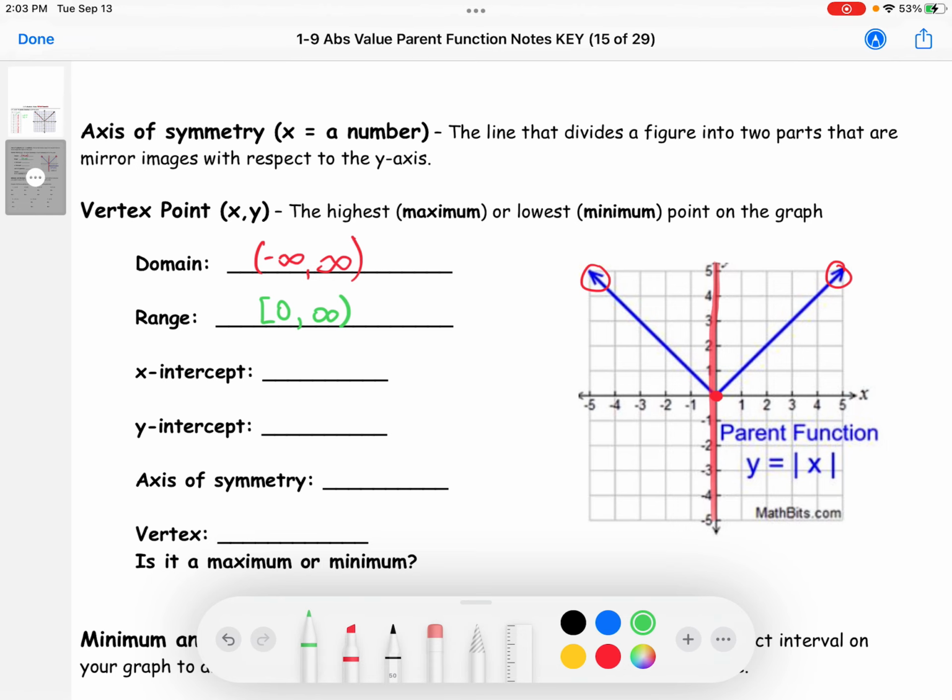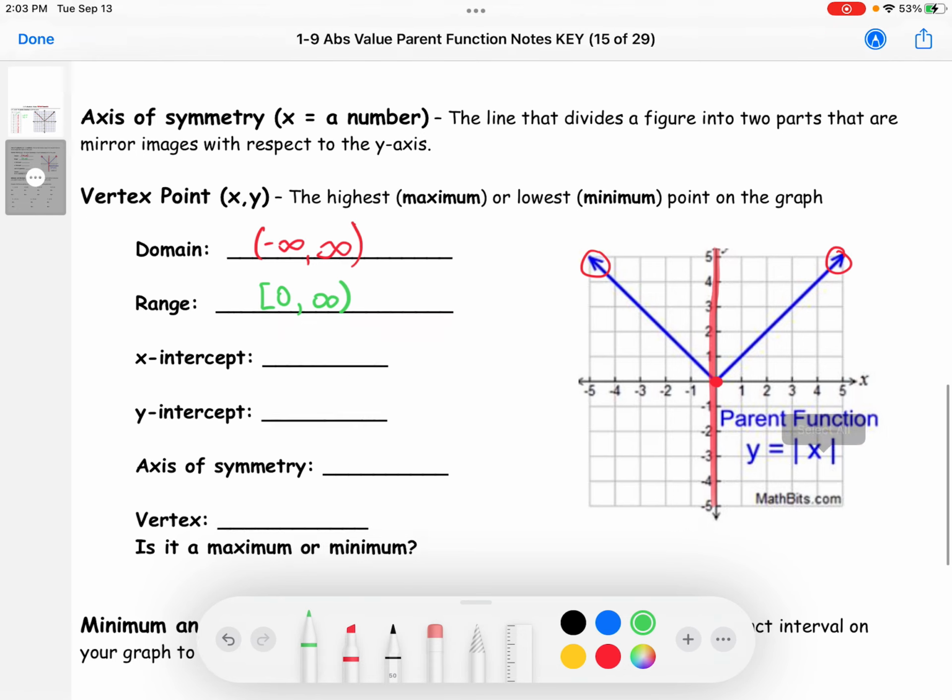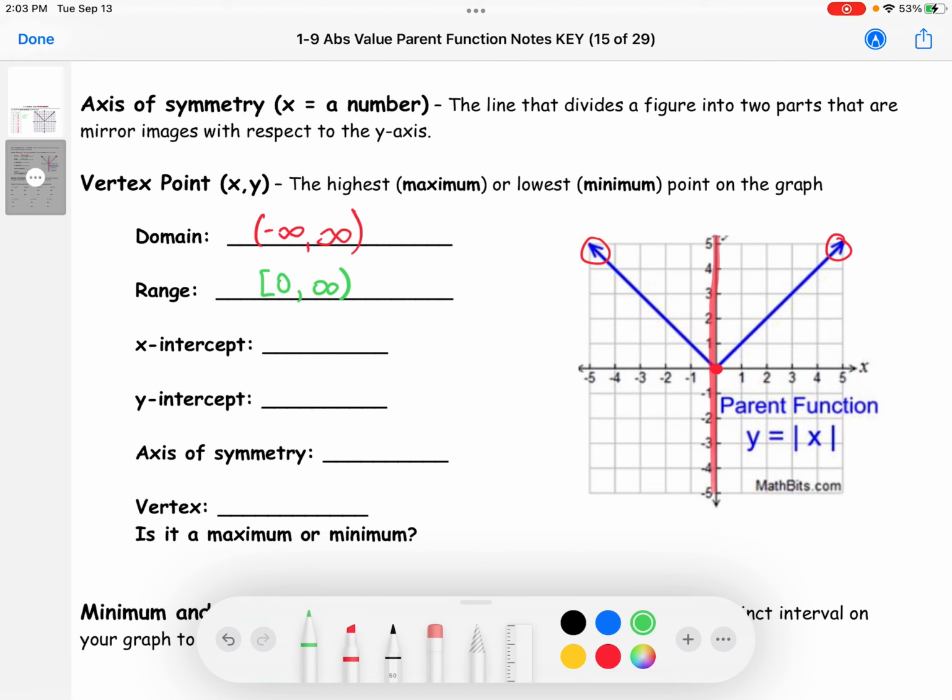Now, our x-intercept and y-intercept on this one are both pretty simple. The x-intercept, where does it touch the x-axis? That's at 0. The y-intercept, same thing. Where does it cross the y-axis? At 0. The axis of symmetry is this vertical line right here. And this vertical line has an equation of x equals 0.